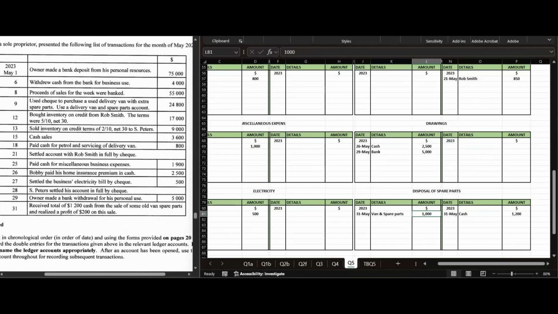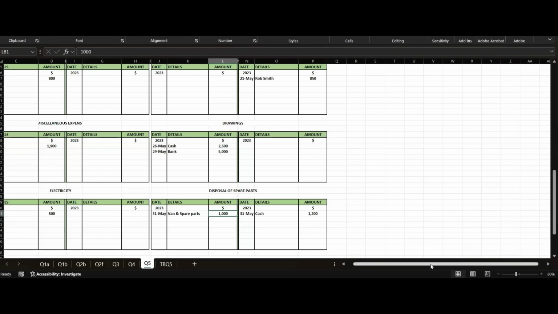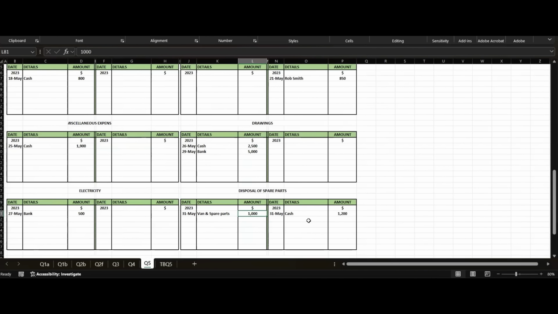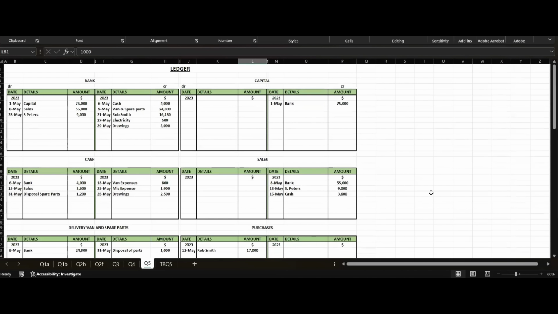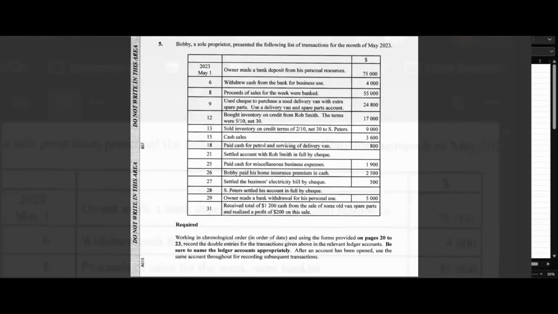Now this would have been your double entry for this question. As I stated earlier on, the question never stated the balance to close up the accounts. So this is it right here, guys. There we go. This is your answer for that 2024 question 5. Now this brings us to the end of this paper, June 2024.